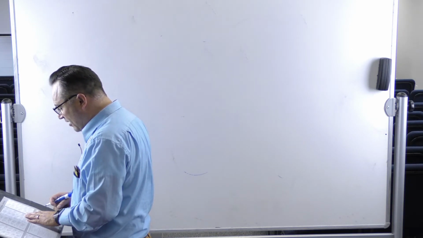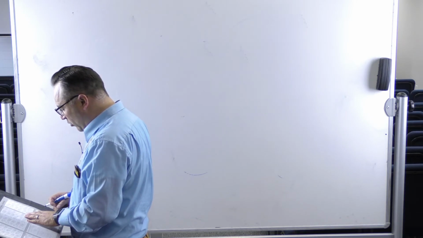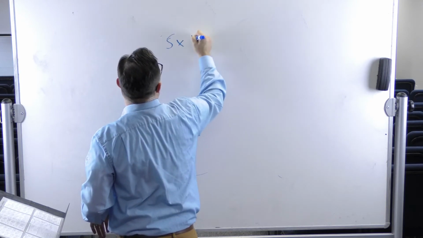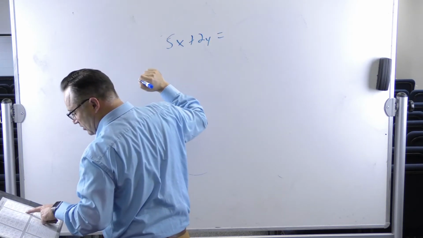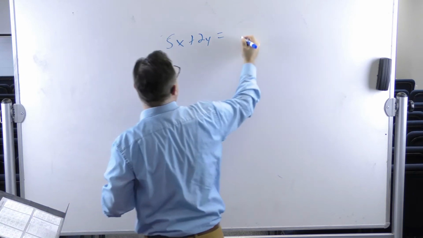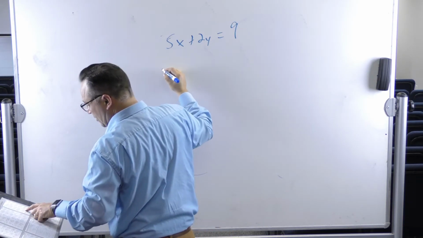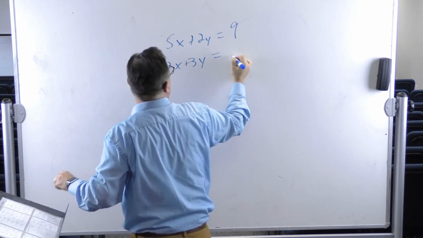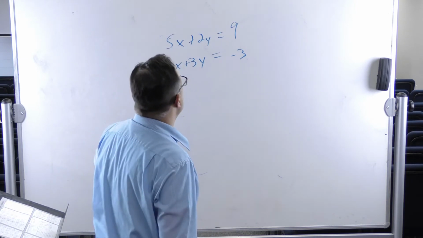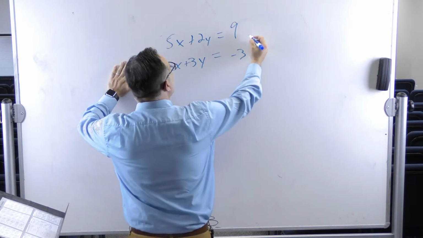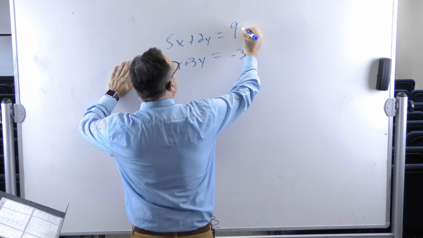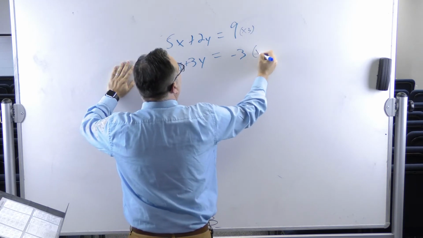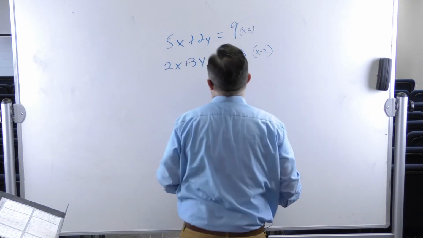Actually, they're all going to be adding and subtracting. So let me do one more of those for you. These are all the same. I'll do the very last one. 5x plus 2y equals 9. And then you have 2x plus 3y equals negative 3. So let's do this. Let's multiply the top by 3 and the bottom by negative 2. See what happens if we do that.